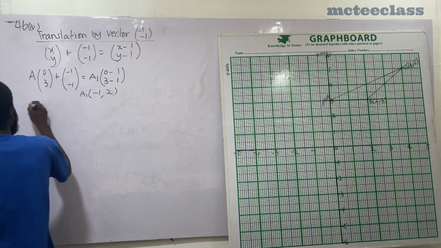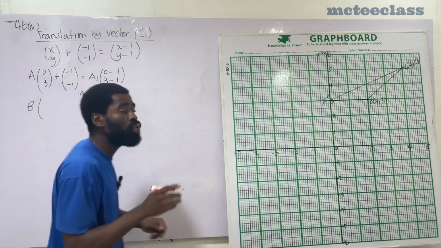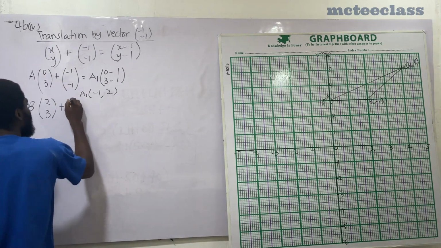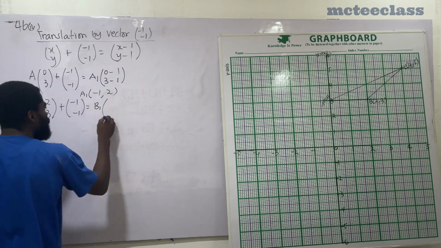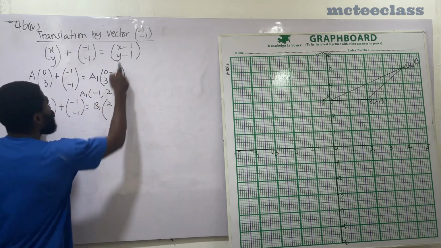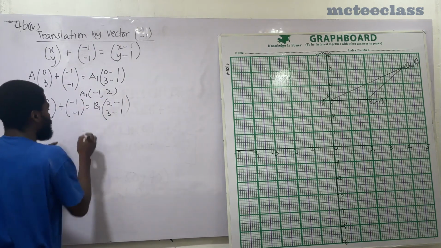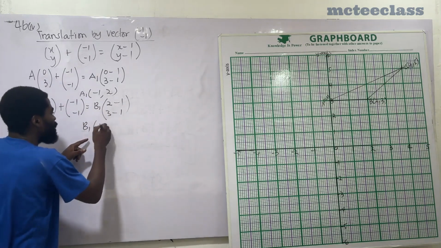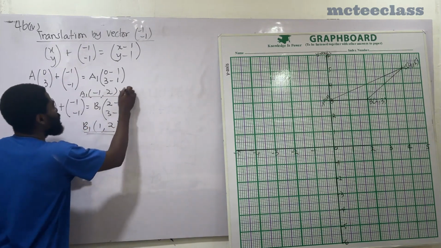Then we have B. And B, the point B was what? It's (2, 3). So B, we have (2, 3) plus, once again, the vector (-1, -1). And that gives me B1. And what is B1 here? B1 is 2 minus what? 1. Then 3 minus what? 1. So B1 once again gives me what? This is 2 minus 1 gives me 1, and that gives me 2. So this is B1. This is what I'm going to plot.